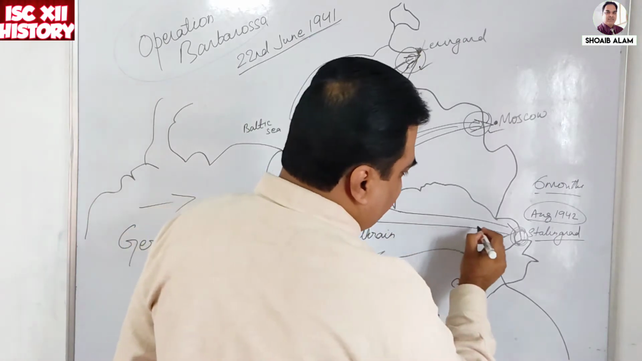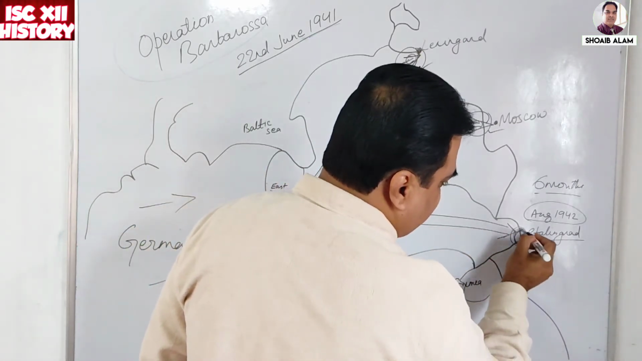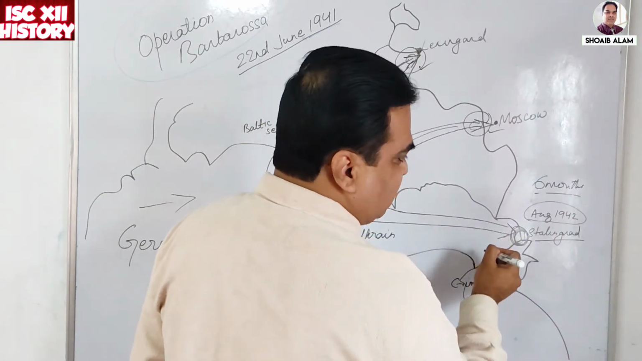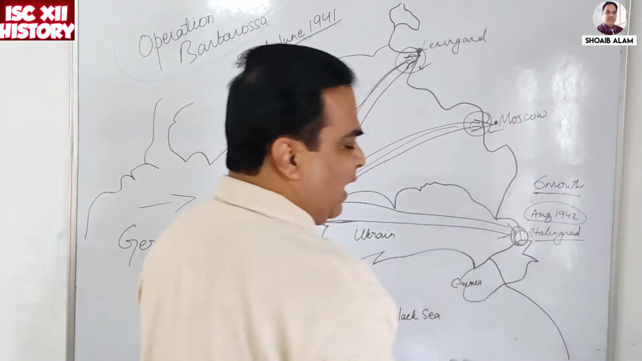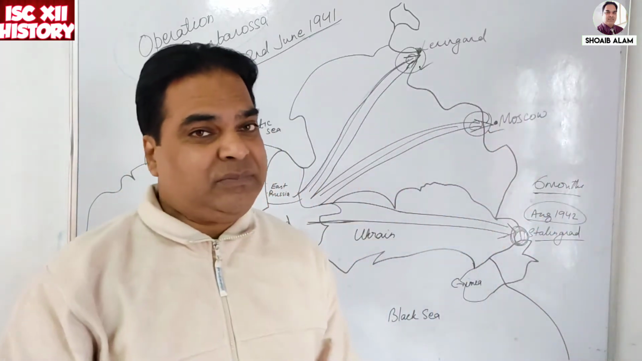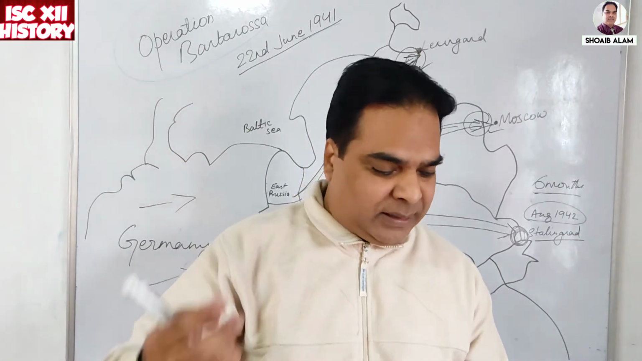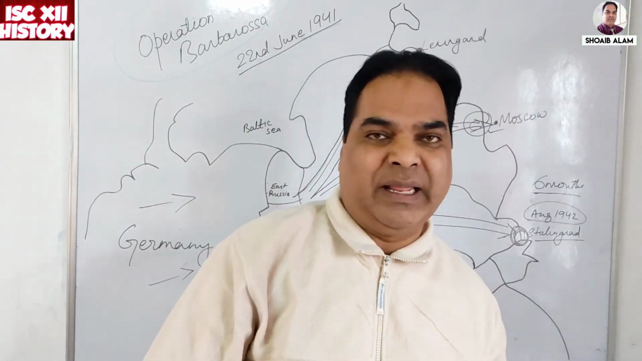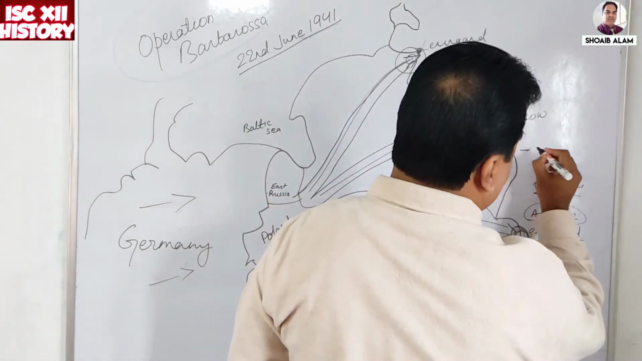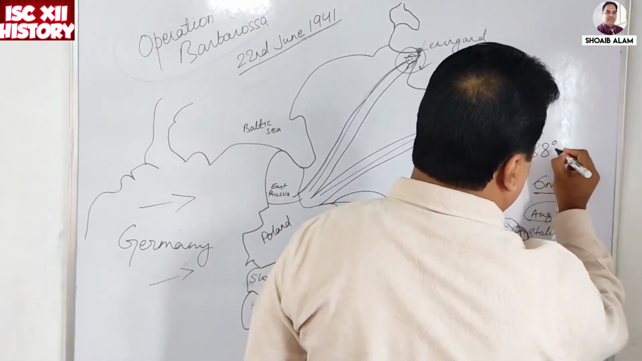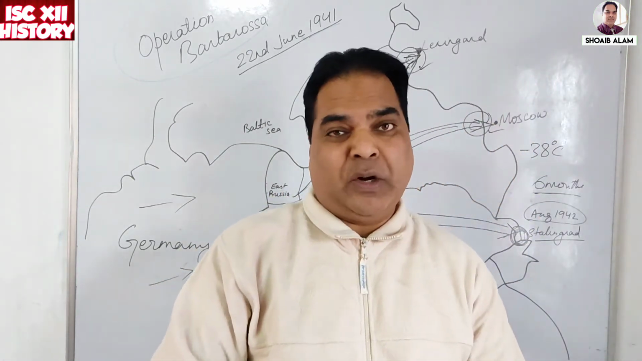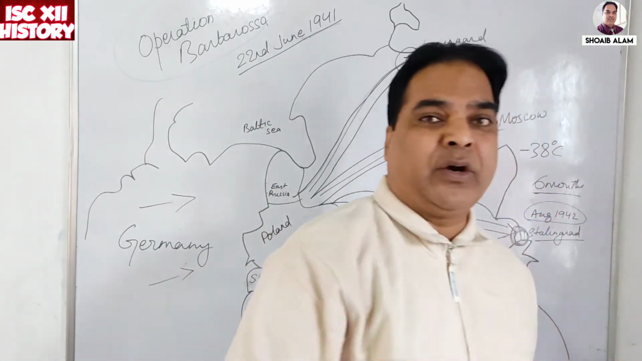Through Ukraine, they tried to enter Russia, but at Stalingrad, the Russian soldiers resisted the Germans' advancement for at least 6 months, and then the great natural destruction took place. Heavy rainfall and the temperature going down to minus 38 degrees Celsius. So this means very, very cold. So Germans were not at all ready with all the winter clothing.